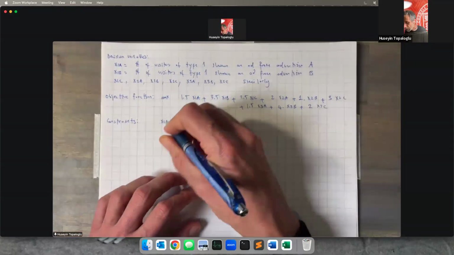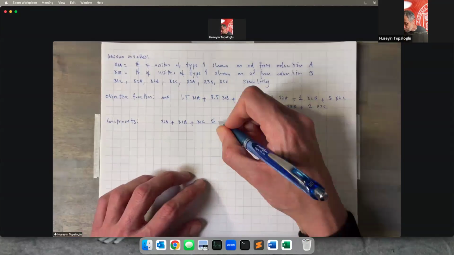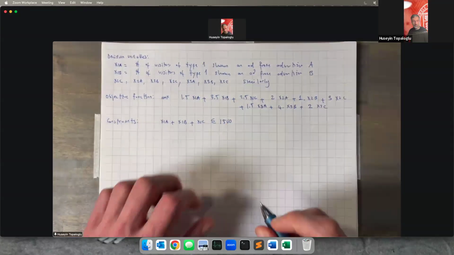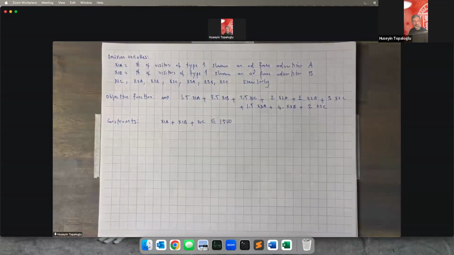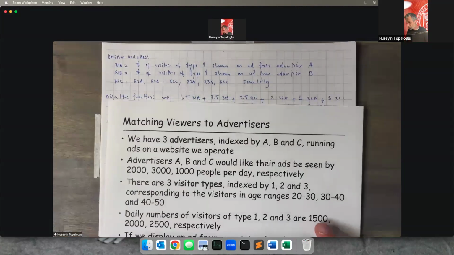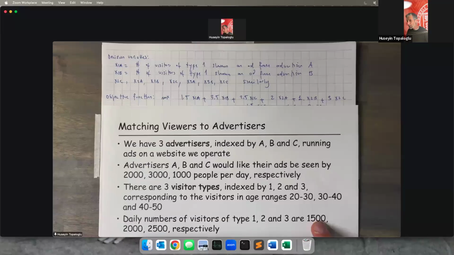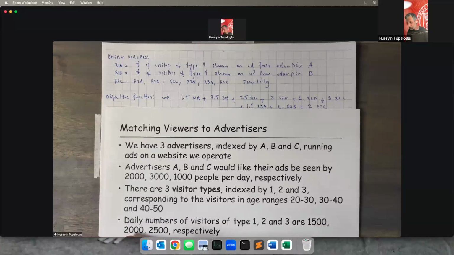So the total number of visitors of type 1 seeing an ad from any of the advertisers can be no more than the total number of visitors of type 1 that we have coming in, and the total number of visitors of type 1 coming in is 1,500, right over here. And we're going to write a similar constraint for visitors of type 2.